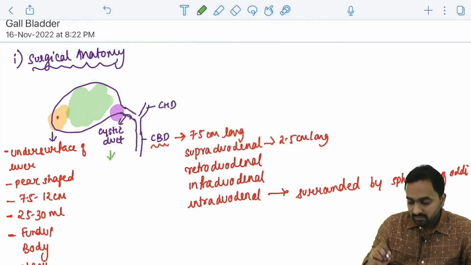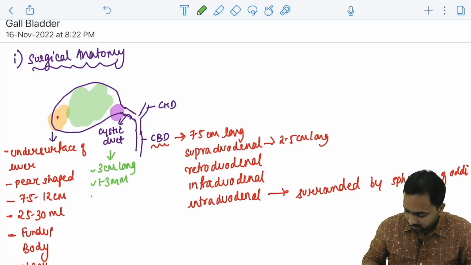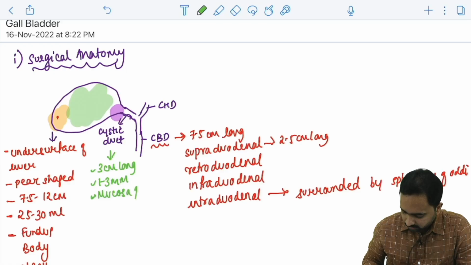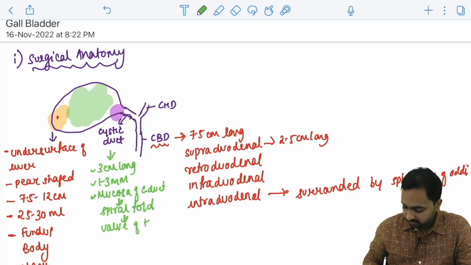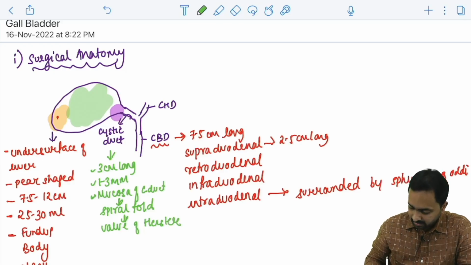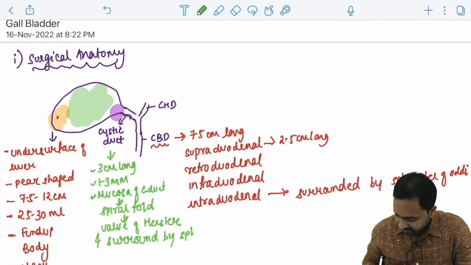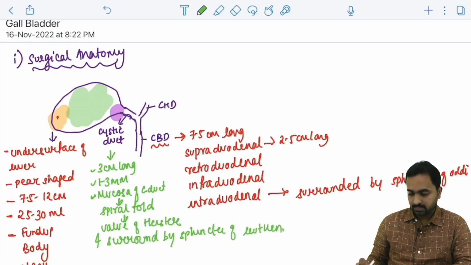Right now, the cystic duct is around 3 centimeter long, the diameter of which is 1 to 3 mm. Now, the mucosa of cystic duct consists of spiral fold, which is valve of Heister, and surrounded by sphincter of Lutkens. Right?